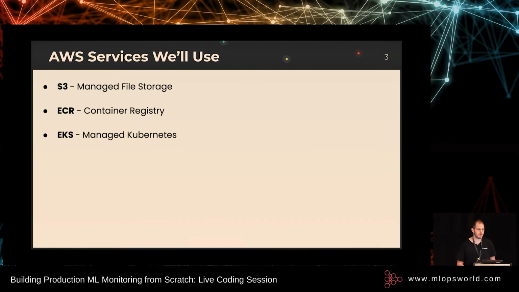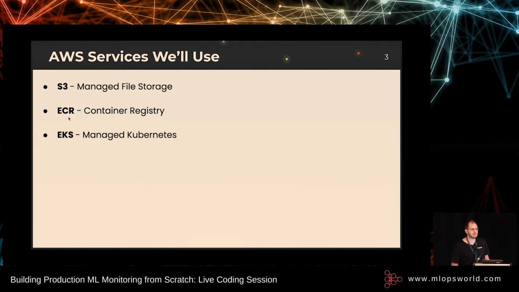We're going to use AWS, but the concepts that you see in this workshop are not specific to AWS. You can apply the same things for Google Cloud or Azure. Specifically, we're going to use three main services in AWS. The first one is S3. S3 is bucket storage. You can basically store a lot of data very cheaply on S3.